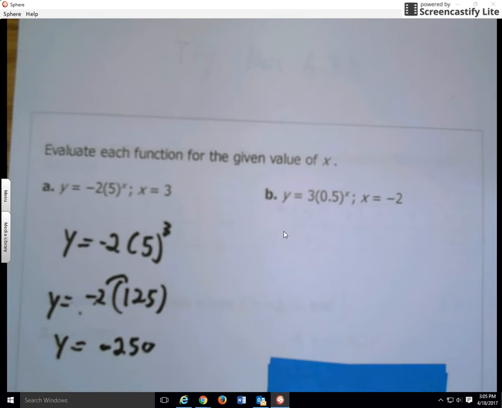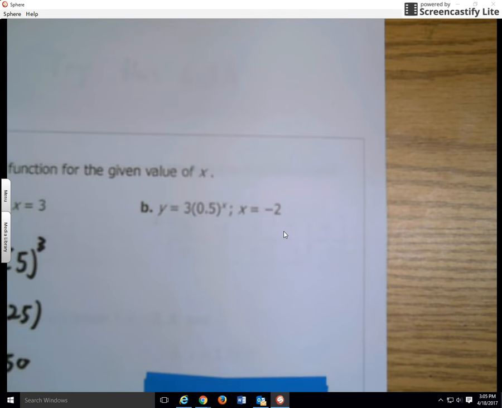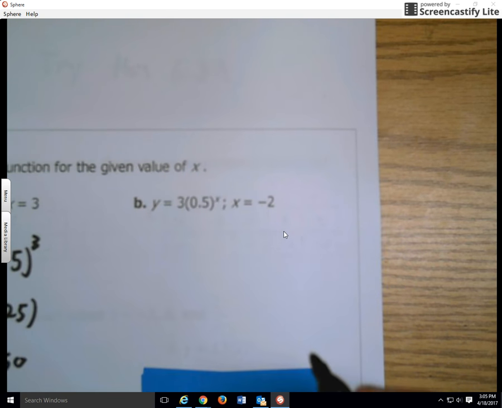So if you input an x of negative 3, your output would be negative 250. Let's try it again with this one. This one's a little trickier because it's using a decimal, but it's the same idea.